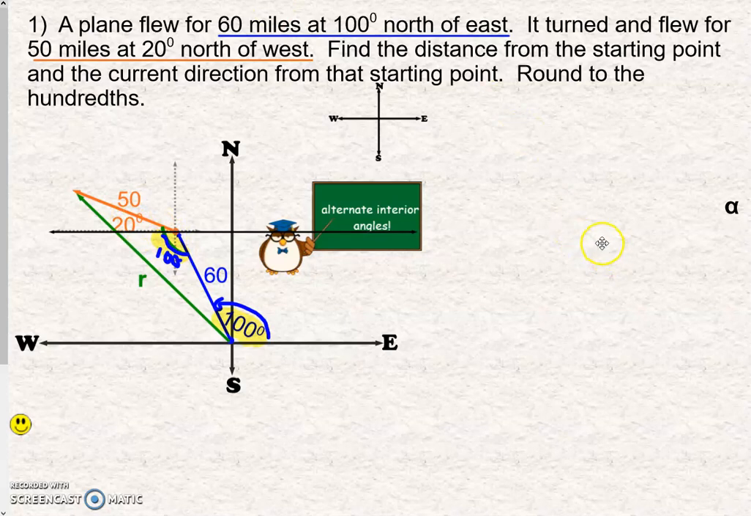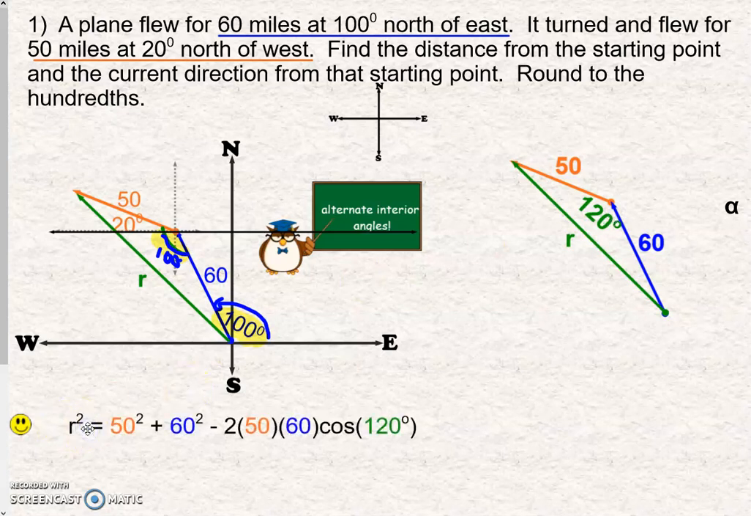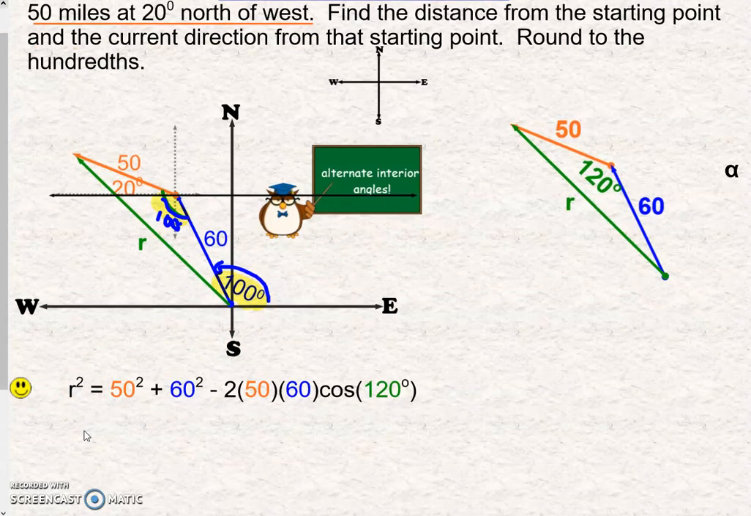So I'm going to argue that we have this picture here. We know this is 60 miles. We know this is 50 miles. We need to find r, and we know that angle is 120. So why don't we find r? Well, this is not a right triangle, so regular sine, cosine, and tangent aren't going to work. But we do have other tricks up our sleeve, like the law of cosines. So good time to pause the video, use the law of cosines, make sure you're in degrees mode, and get the answer.